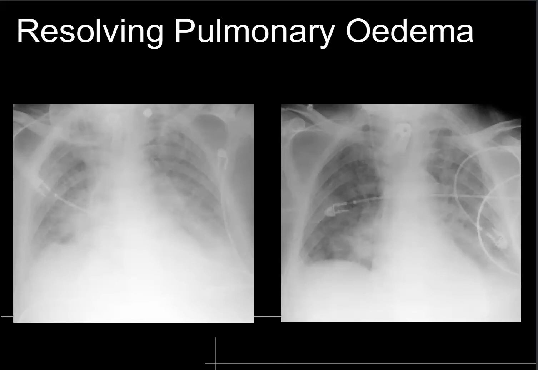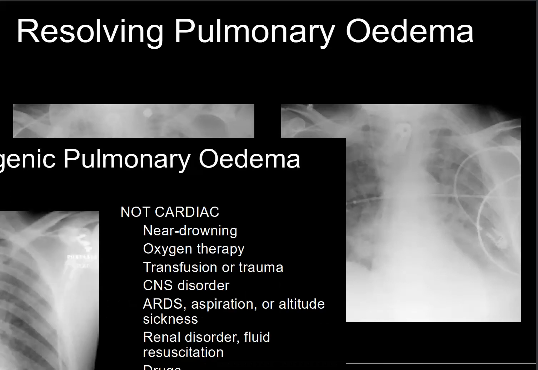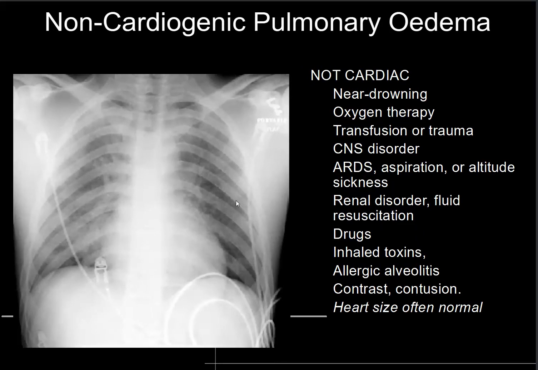Let's talk about non-cardiogenic pulmonary edema now. There are many causes which you can remember by the mnemonic NOT CARDIAC, which may or may not be helpful. The causes are near drowning, oxygen therapy, transfusion or trauma, CNS disorders, ARDS, aspiration or altitude sickness, renal disorders, fluid resuscitation, drugs, inhaled toxins, allergic alveolitis, contrast reaction, contusion.